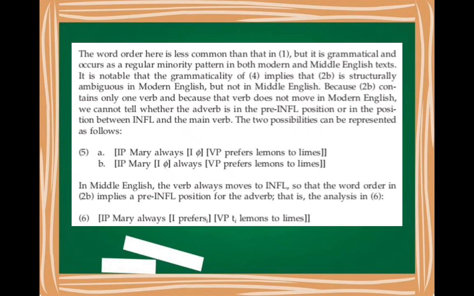In 5a, we have IP, Mary always, and VP prefers lemons to limes. We have 5b, IP, Mary, and then always, VP prefer lemons to limes. In Middle English, the verb always moves to Infl, so that the word order in number 3 implies a pre-Infl position for the adverb. That is the analysis in number 6. We have IP, Mary always, and then I prefers, and then VP, t_i, and lemons to limes.